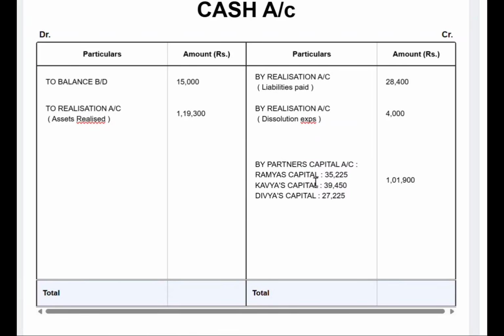Ramya's capital balance was 35,225. Kavya's capital was 39,450 and Divya's capital was 27,225. So the total capital that is settled to the partners is 1,01,900. So with all these receipts and payments, we need to find the total, which will be 1,34,300 on both the sides. So this is the final account that is prepared at the time of dissolution of a partnership firm. So all the cash receipts and cash payments are matching with each other.